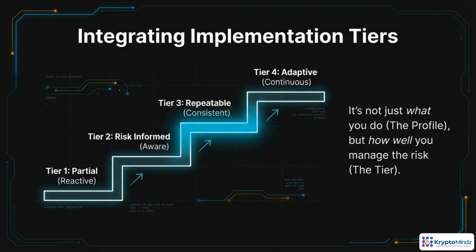Implementation tiers answer a different question than profiles. Profiles describe which outcomes you've chosen. Tiers describe how well you execute them. At Tier 1, you're mostly reactive, handling issues as they appear. Tier 2 is risk-informed. Decisions at least consider risk, but practices vary. Tier 3 means processes are documented, consistent, and usually followed. Tier 4 adds continuous feedback and adaptation. When you present results, pair what we do with how well we manage it.